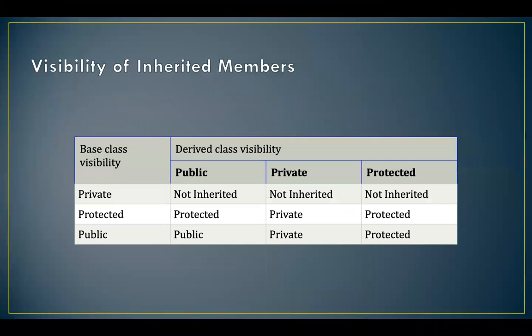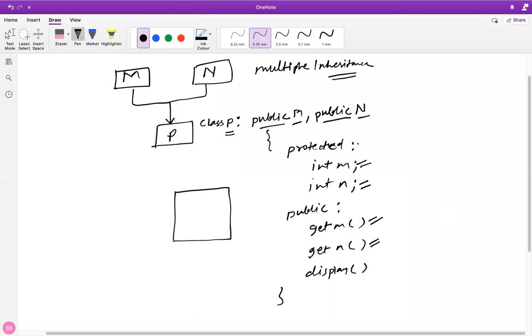Like last time we have seen, if we are deriving publicly, then what will happen? The protected part will go to the protected, and the public part will go to the public. Getting it? So when we have derived it publicly, definitely the protected part will be in the protected, and the public part will go to public. Got it? Now once we create the object of small p, which is of class capital P, what is coming under this object? Here we have M and we have N. Getting it?